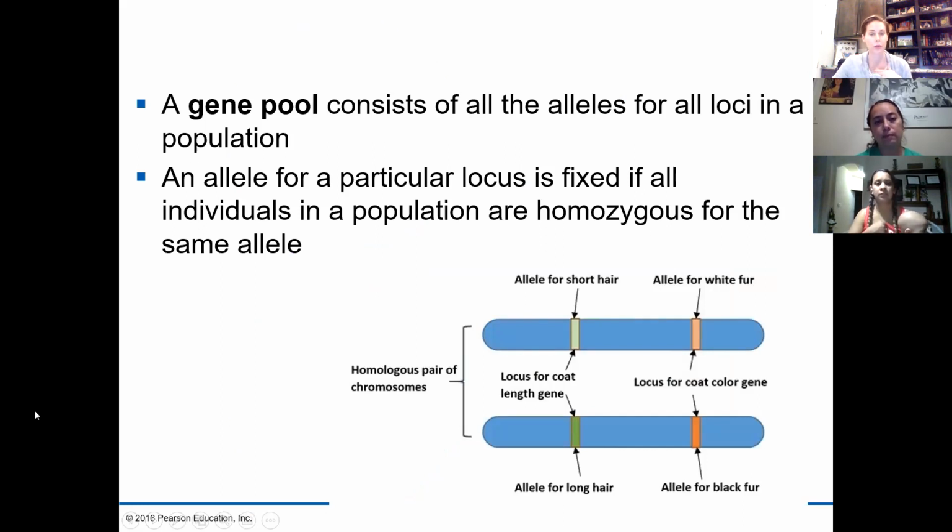This seems out of order a little bit, this slide, but a gene pool is all the alleles for all the loci on your chromosomes in a population. Locus, or loci, is the location that the allele is found. An allele is a section of that gene.